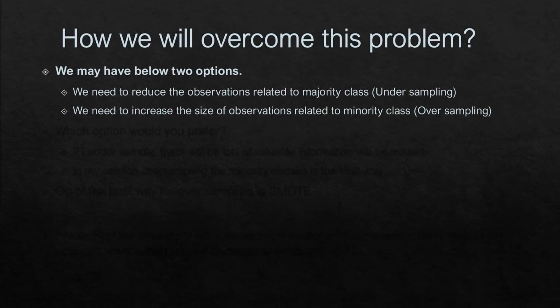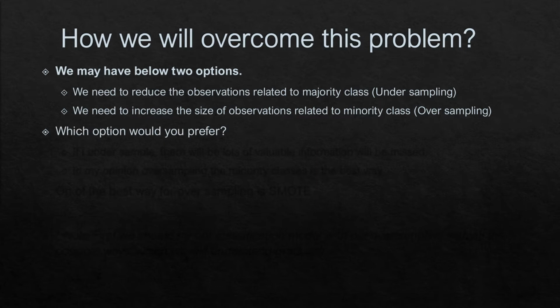Now how will we overcome this problem? We have two options. First, we reduce the observations related to the majority class, say out of the 95 to 97 percent good customers, we reduce them. Or else we increase the number of observations related to the minority class. The first technique we call undersampling, because we are reducing the number of observations. The second technique we call oversampling, because we are increasing the samples of the minority class.